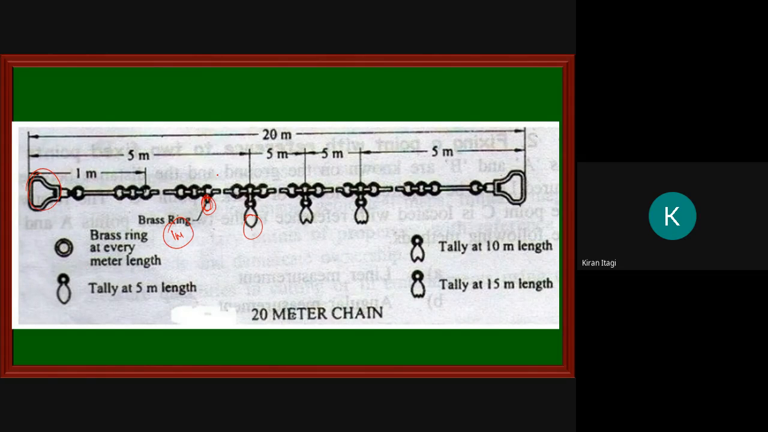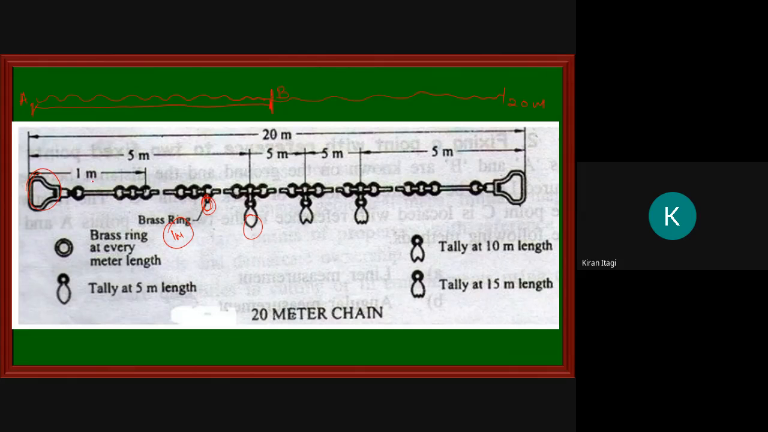Suppose you have taken this chain, and your boundary is up to this point, and you have stretched the chain from this point to this point. When you laid the chain, the chain is 20 meters up to here, but your property line is only up to this much. So how do you read the chain? How can you read the chain?